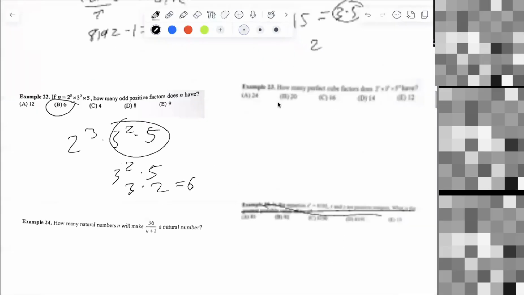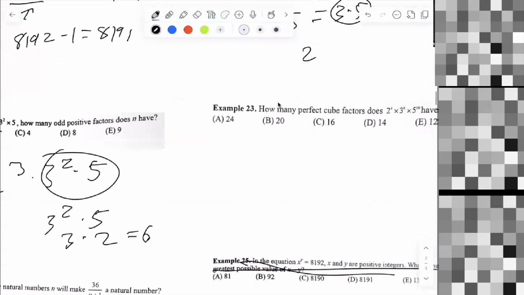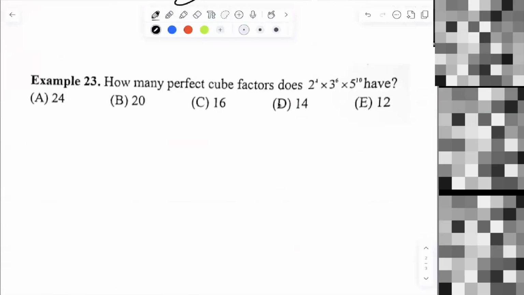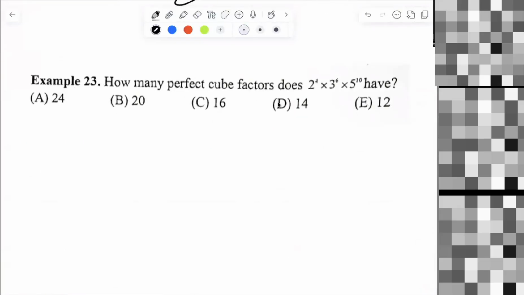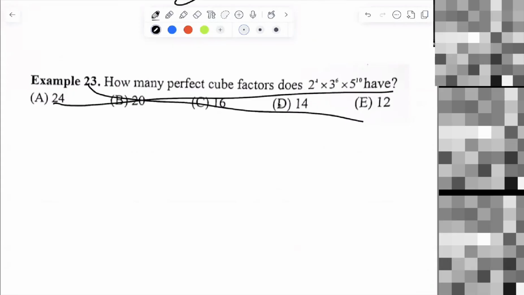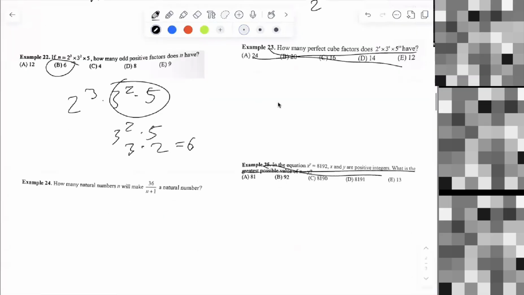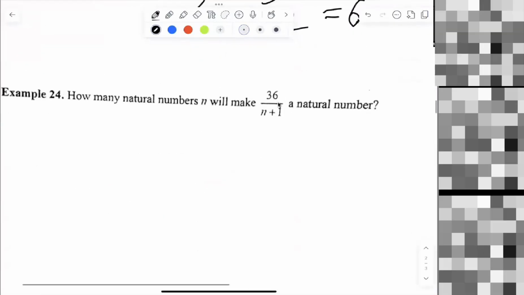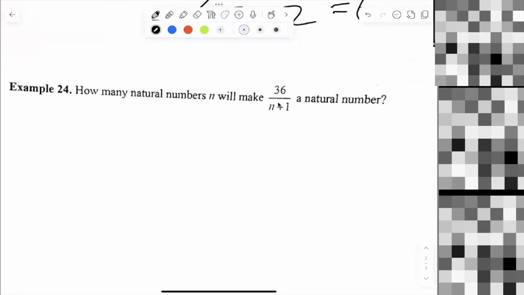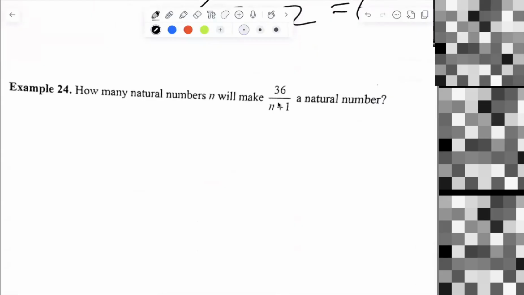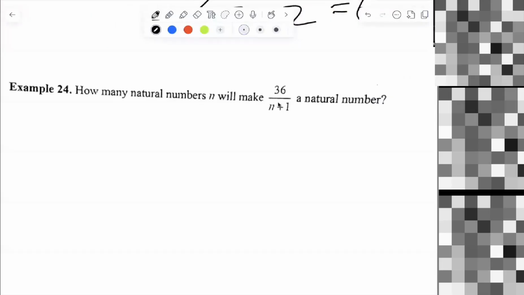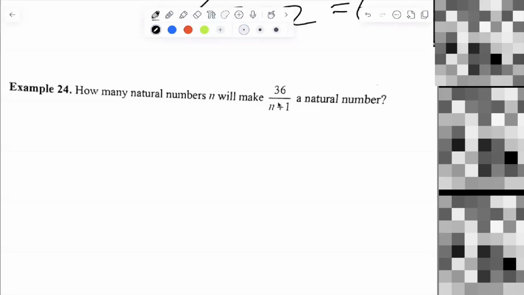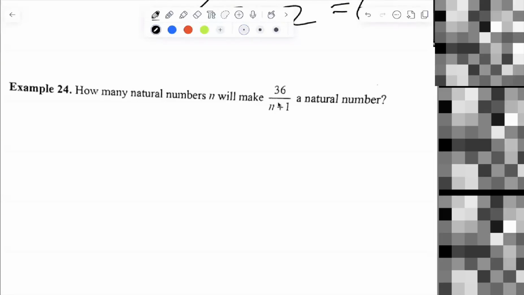Alright? Now let's move on to example 23. How many perfect cube factors does 2 to the 4 times 3 to the 6 times 5 to the 10th have? We already went over this before, so we can skip this. How many natural numbers n will make 36 divided by n plus 1 a natural number? Well, this is pretty simple. Why? Because this is basically the same question, but we only care about natural numbers.